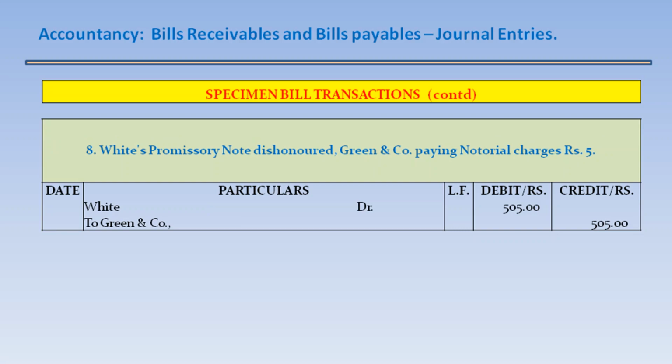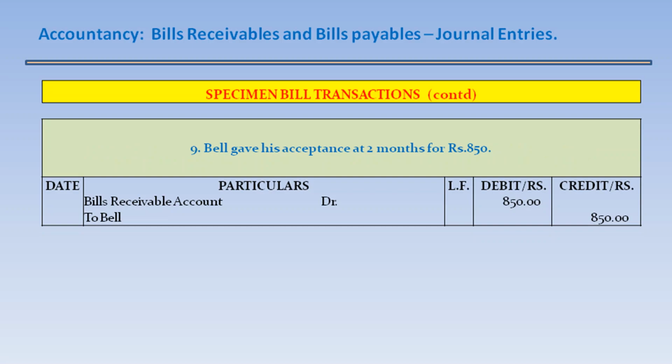8. White's promissory note dishonored, Green and Company paying notarial charges Rs 5. White account debit 505, to Green 505. 9. Bell gave his acceptance at 2 months for Rs 850. Bills receivable account debit 850, to Bell 850 rupees.